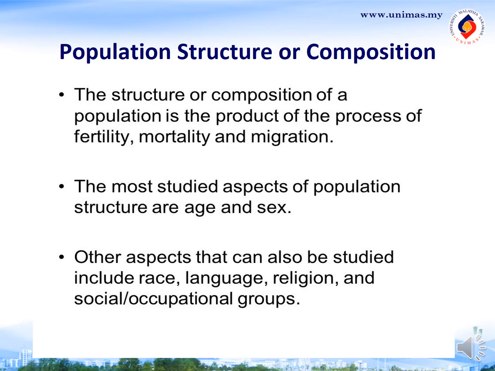And so the population structure or composition is the product of the process of fertility, mortality, and migration. So the most studied aspects of population structure are age and sex. Other aspects that can also be studied in terms of structure include race, language, religion, and other social and occupational groups.